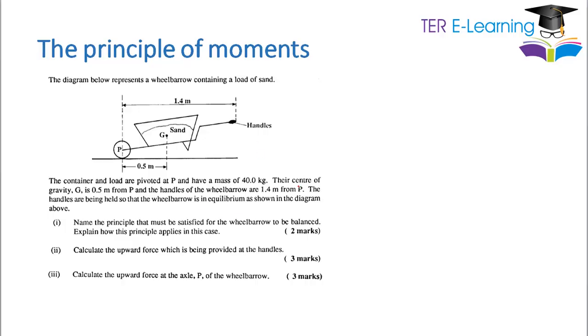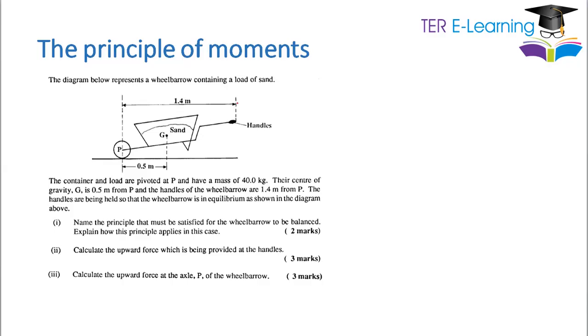The handles are being held so that the wheelbarrow is in equilibrium. Now when they say the wheelbarrow is in equilibrium, we have it in a stationary position. It's not moving up, it's not moving down. So they said name the principle that must be satisfied for the barrow to be balanced and explain how this principle applies in this case.